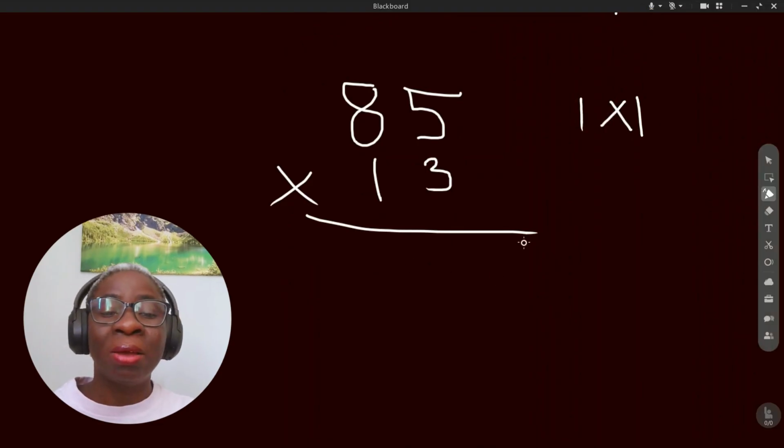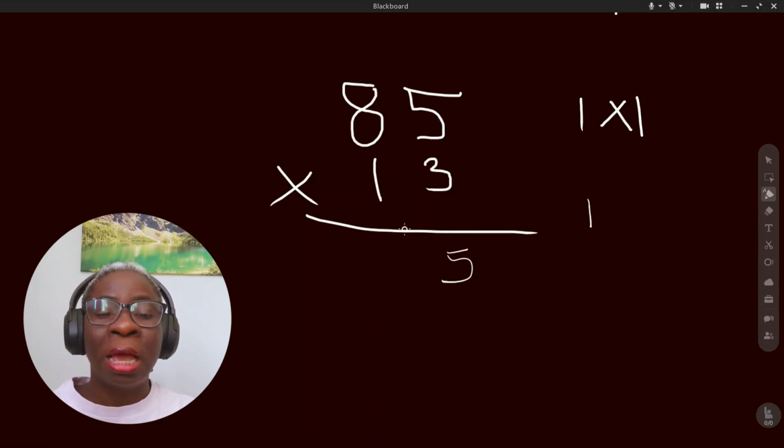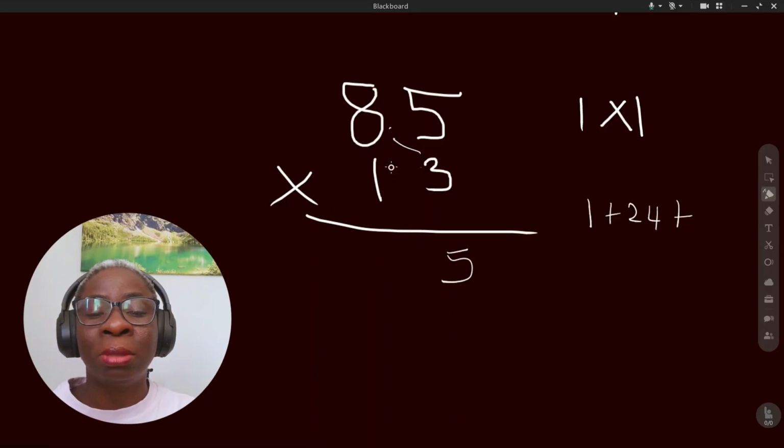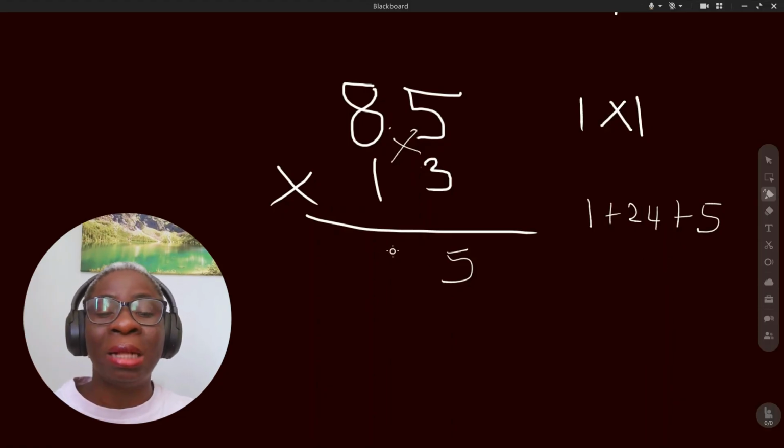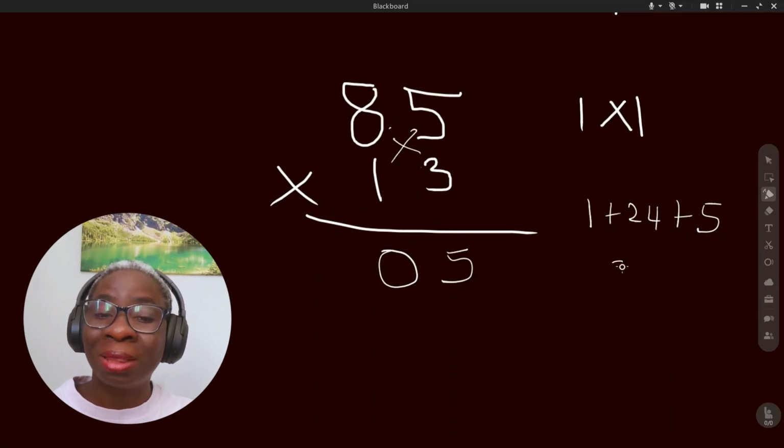So we multiply 5 times 3 is what? 15. We keep 1. 8 times 3 is 24. That will be 1 plus 24. Then plus 1 times 5 is 5. So 1 plus 24 is 25. 25 plus 5 is 30. We write 0 and then we keep 3.